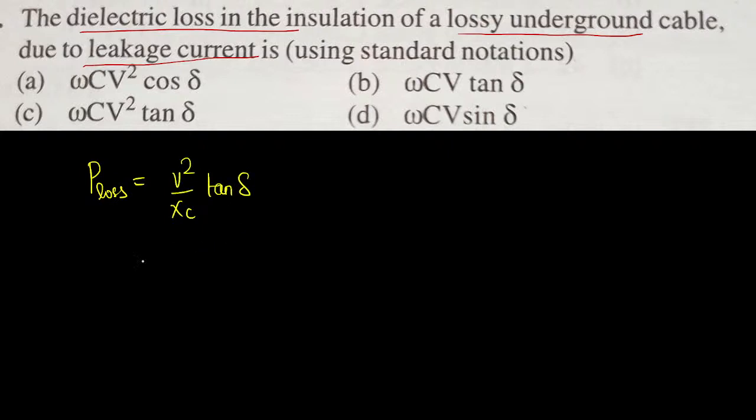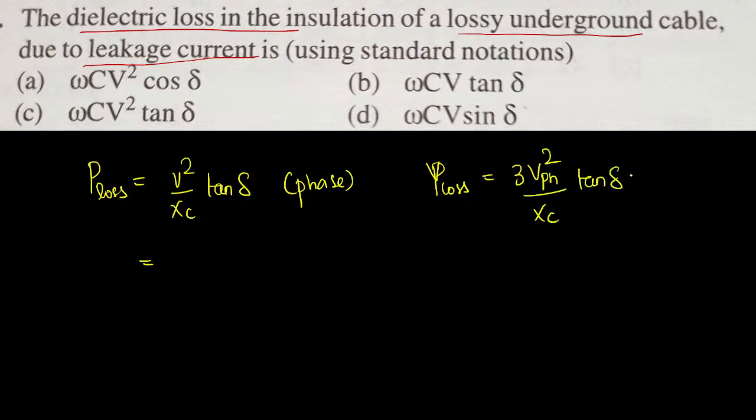That is the derivation. From this, that is per phase. For 3 phase, you have to multiply by 3. See, this is per phase. Don't forget. For 3 phase, it will be 3 times per phase voltage square, per phase capacitance into tan delta.